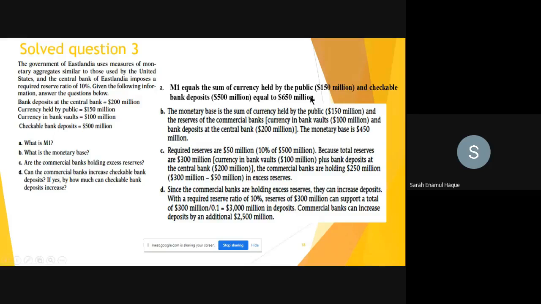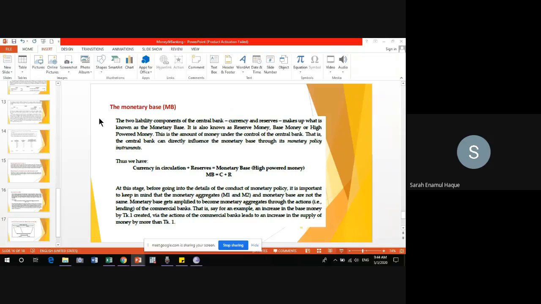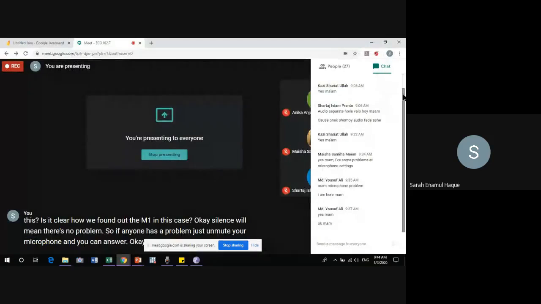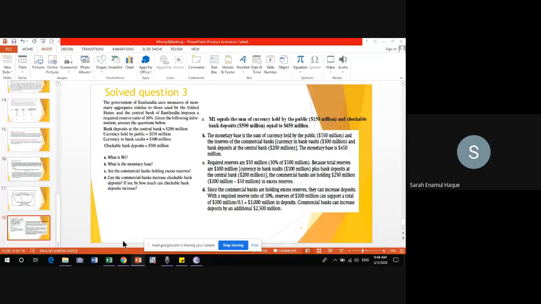Is there any question regarding this? Is it clear how we found out the M1 in this case? Okay. Silence will mean there's no problem. So if anyone has a problem, just unmute your microphone and you can answer. Okay. And I'm also looking at the chat box. So far I see no one has any question. Okay, so let's get back.